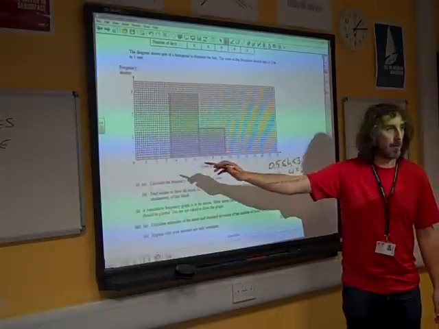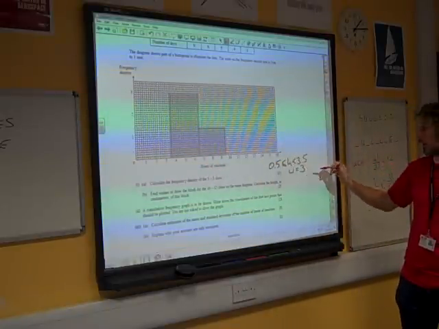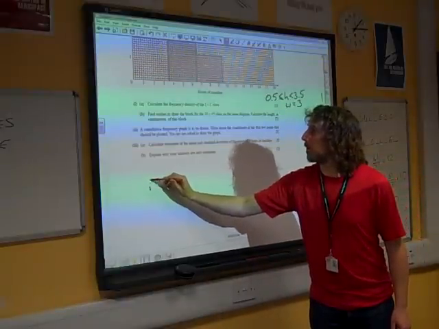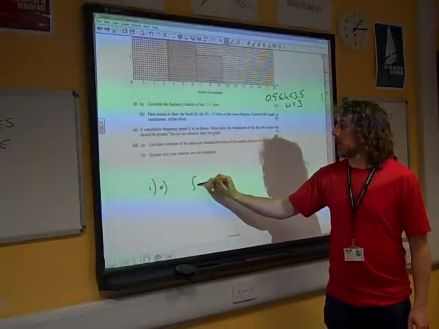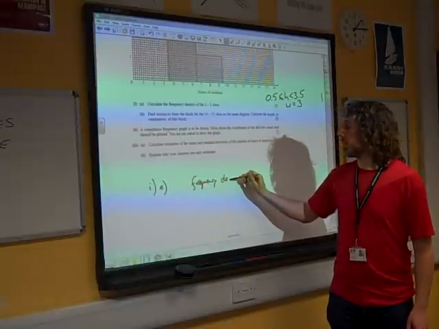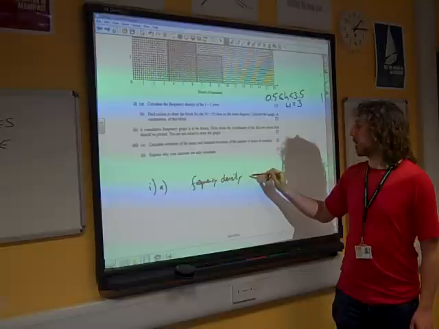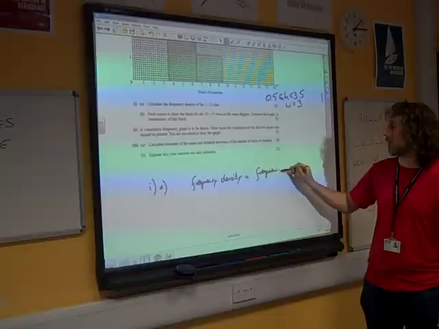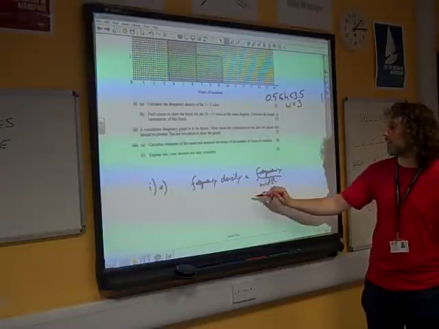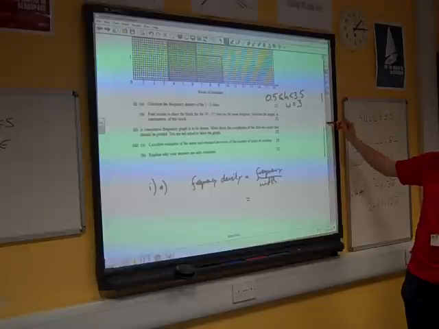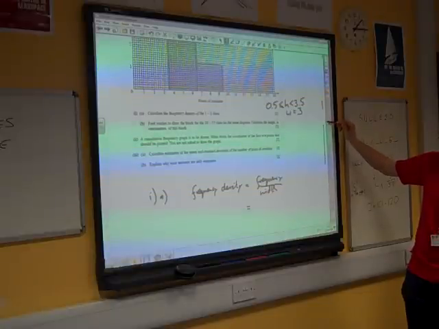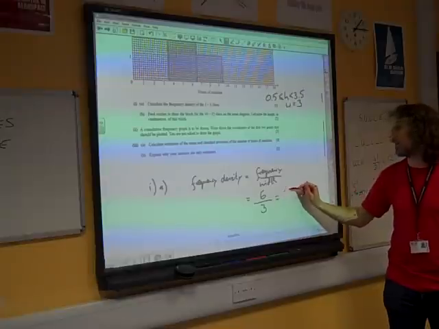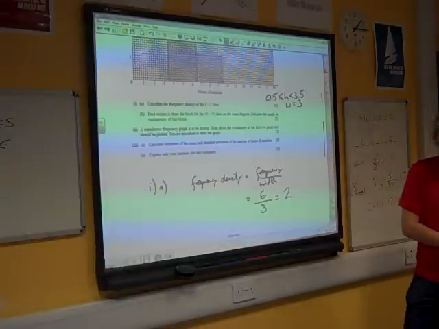Remember what we just said, that the frequency density multiplied by the width has got to give us the frequency. So I'm just going to scroll down here to do this. So for part 1, this is equal to the frequency divided by the width. So we need to do frequency of 6 divided by a width of 3. So for 1 mark we've got a frequency density of 2.